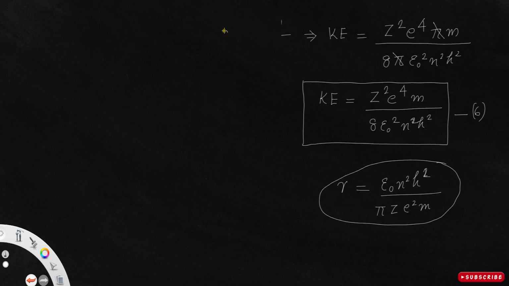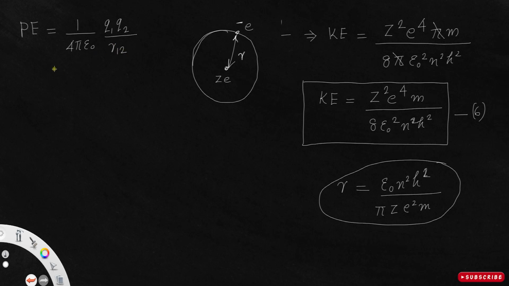Again, let me draw that orbital again. We have the nucleus Ze and an electron, and the charge of the electron is minus e. This is the radius. Now for the potential energy between these two charges, we have the general expression for the potential energy of a system of two charges: 1 by 4 pi epsilon 0 Q1 Q2 divided by R12. This is the general expression.